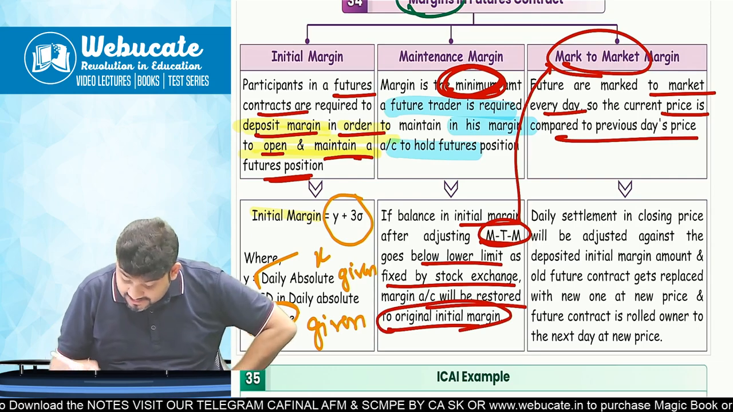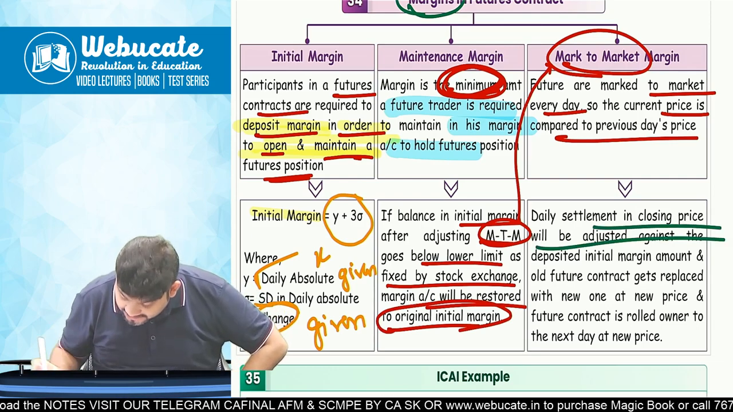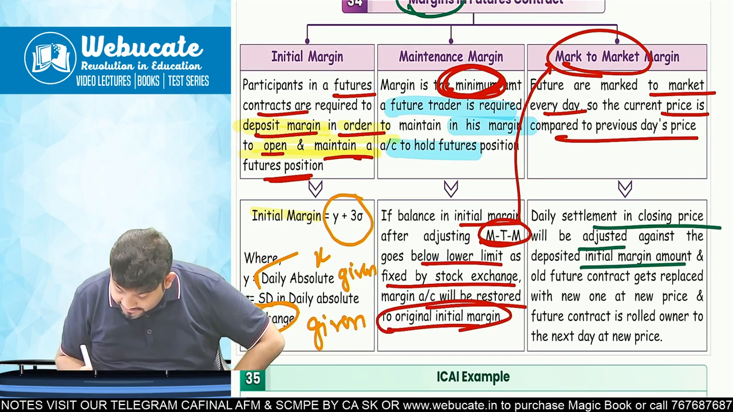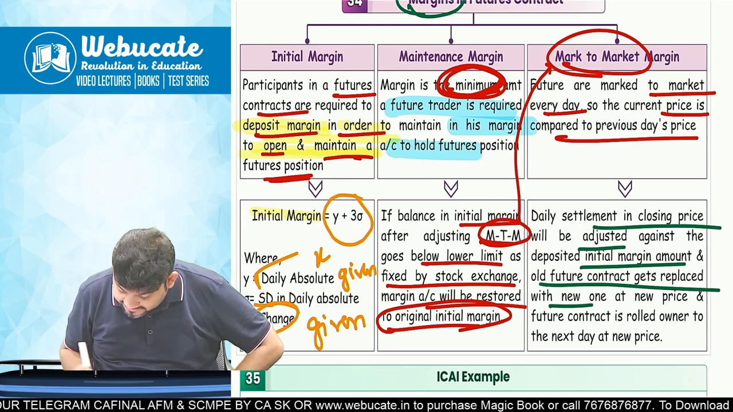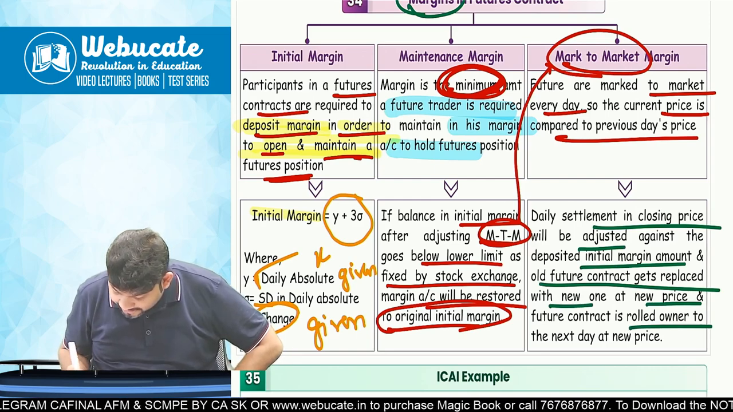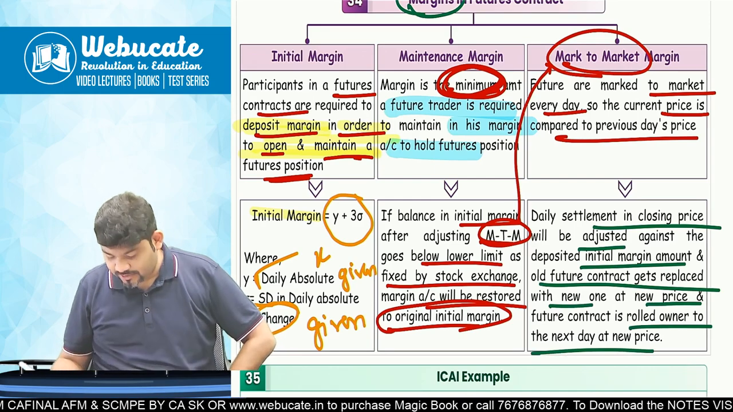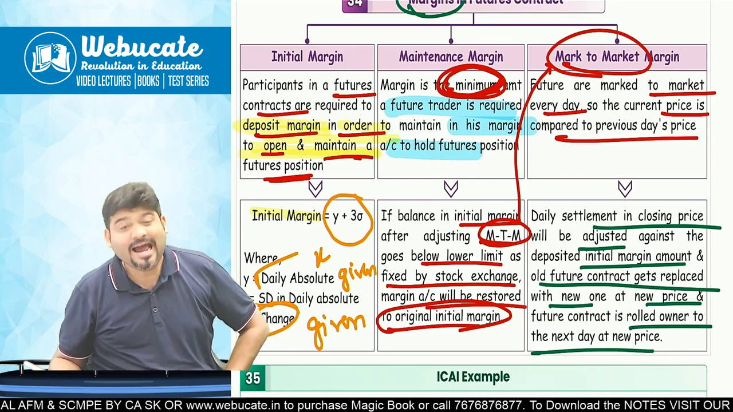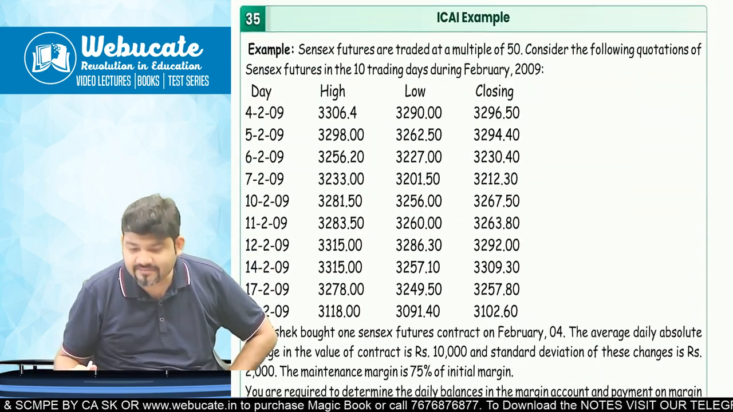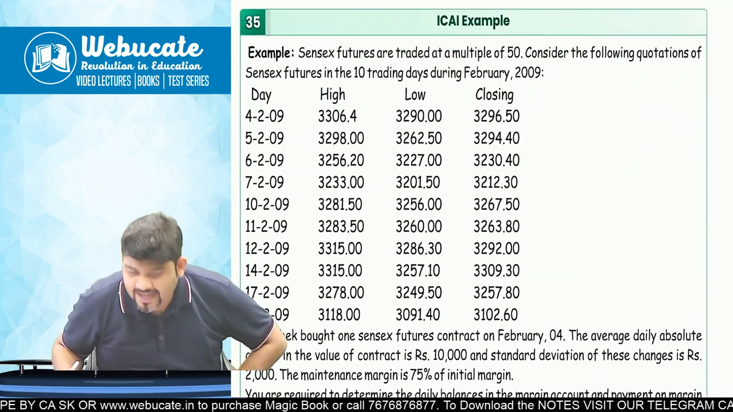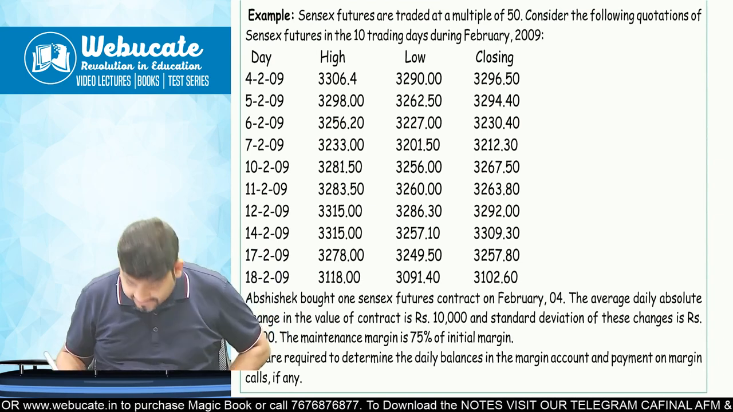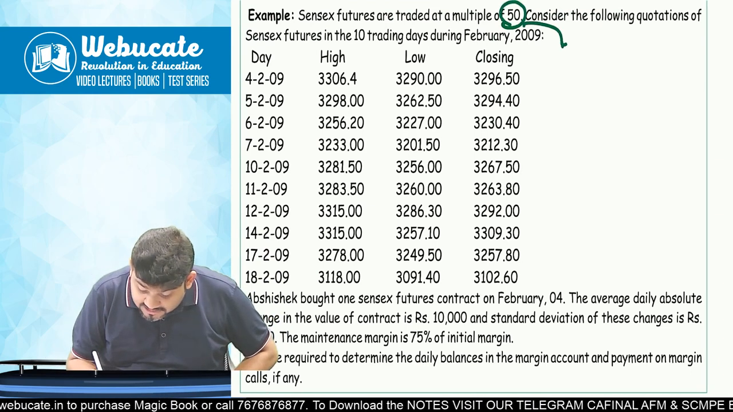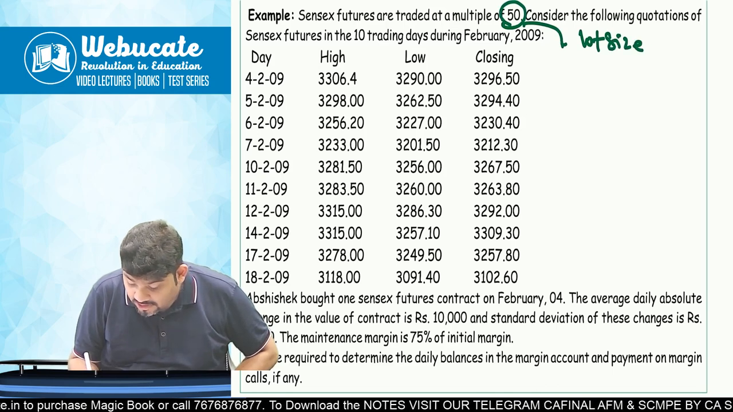Now, what is mark to market? Daily settlement at the closing price will be adjusted against the deposited initial margin amount. An old futures contract gets replaced with a new one at the new price, and the futures contract is rolled over to the next day at the new price. Let's have an example from the ICAI module. Sensex futures are traded at a multiple of 50. So this is your lot size.